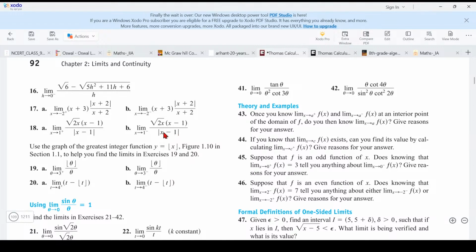And what about this one? 1 minus. x less than 1. Negative, so it will be minus root 2. Minus root 2. Okay. Don't get confused. 1 minus means it is still 1. It is not minus 1.